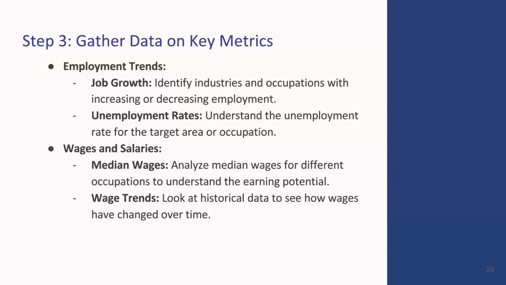Employment trends can include job growth, identifying industries and occupations with increasing or decreasing employment. Unemployment rates will help us understand the unemployment rate for the target area or occupation. When looking at wages and salaries, we can analyze median wages for different occupations to understand the earning potential. We can also look at wage trends by looking at historical data to see how wages have changed over time.